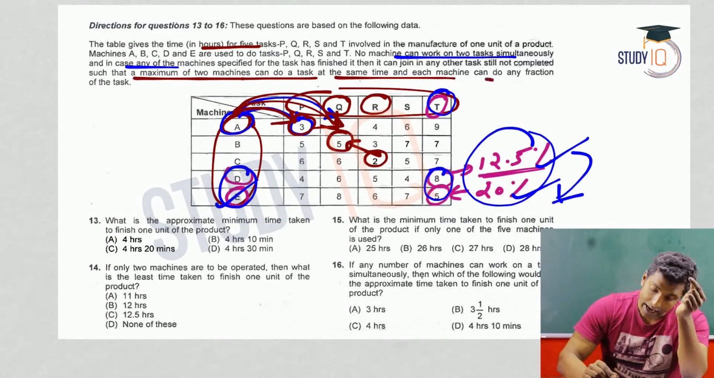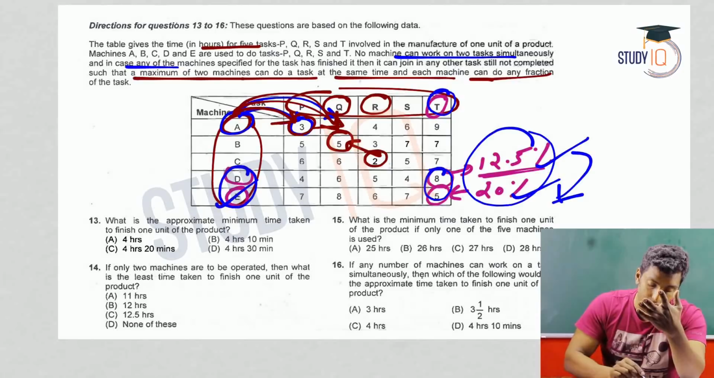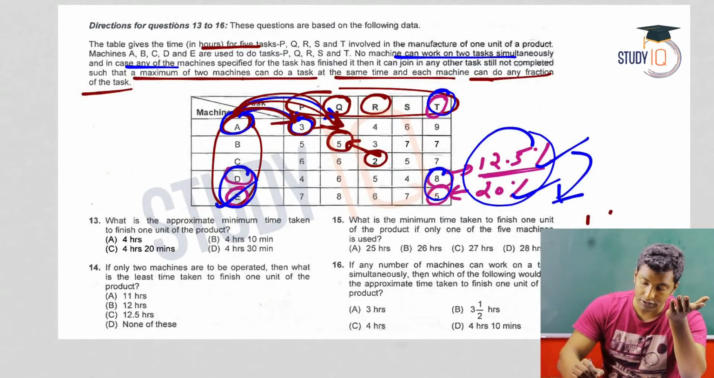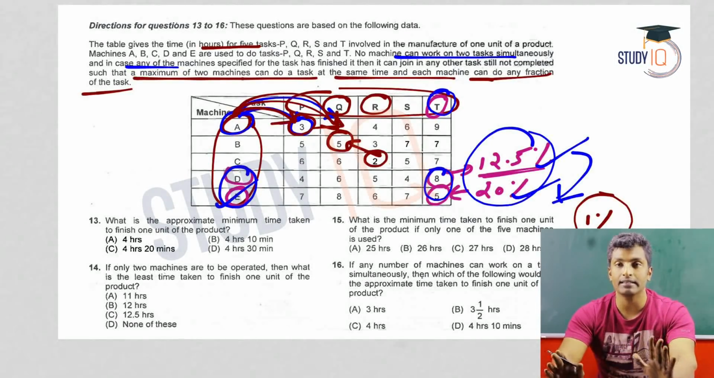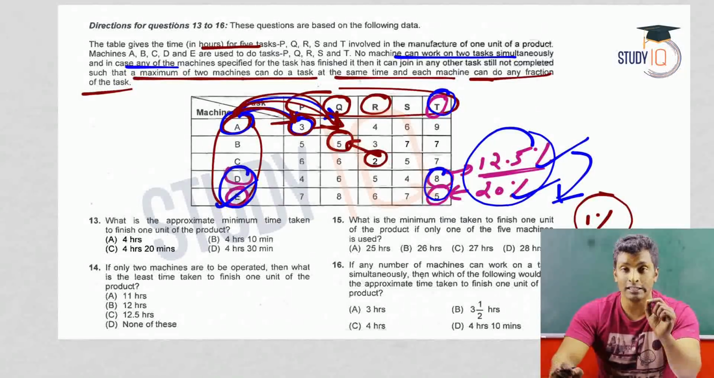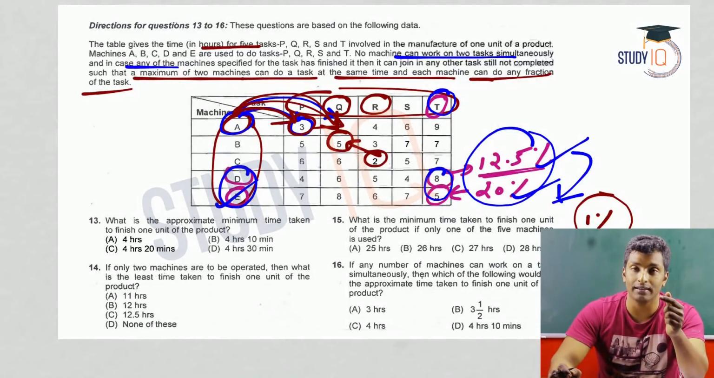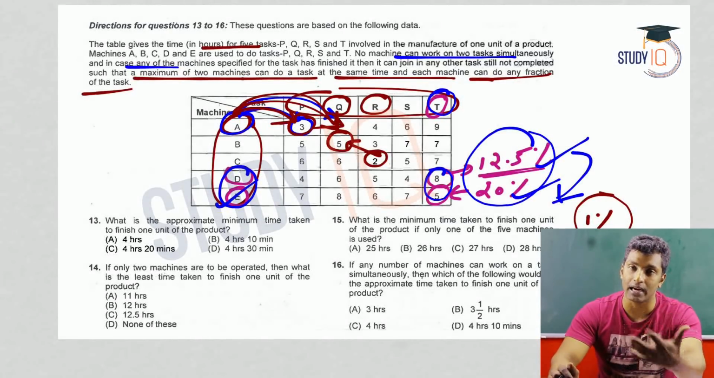Now one more thing, any machine can do any fraction of the task. Even 1% of the task can be done by any machine. That is also possible. Out of 100, even 1% can also be done. So all these things having understood, let's move on to the question. I told you that the first question is slightly difficult, so let's start with the first question.